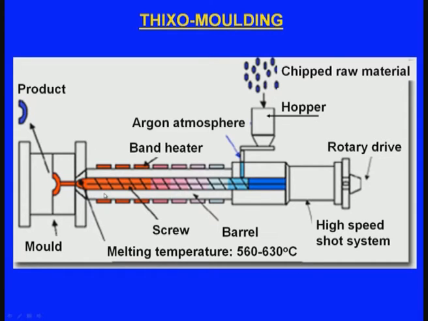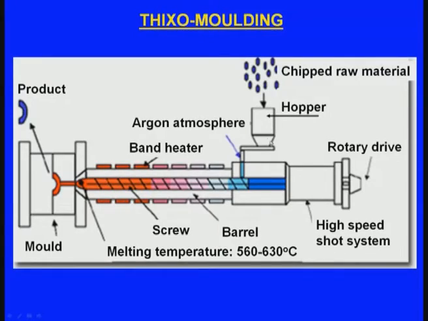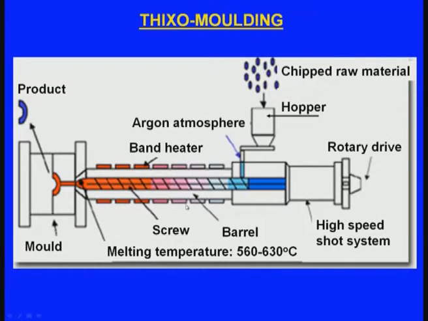Now, as the motor is rotating, the screw will be rotating. We feed the magnesium alloy chips into this hopper, and they will be going inside the barrel. As the screw is rotating, the chips undergo shearing, and finally a slurry is formed. And because it is heated, it will be heated between 560 to 630 degrees centigrade.